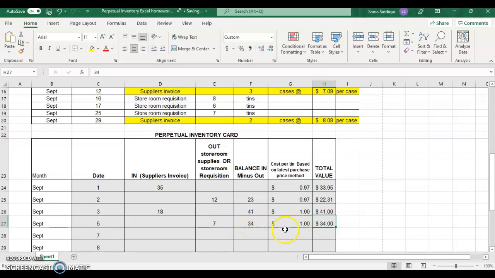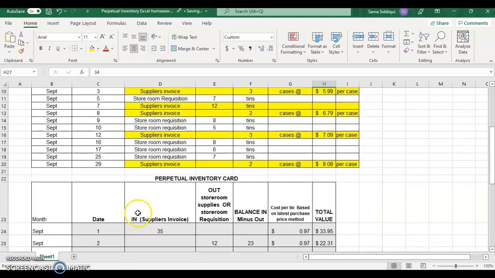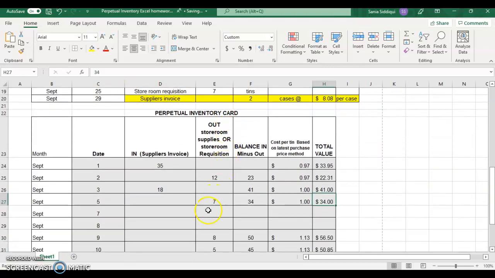Now on September 5th, I lose about 7 cans and I get a balance of 34 cans. Therefore, I take the latest purchase price, which doesn't change, which is still $1, and I'll get the total value, which is $34. Then on September 7th, we have about 12 new cans come in. You can just put that number right in there.